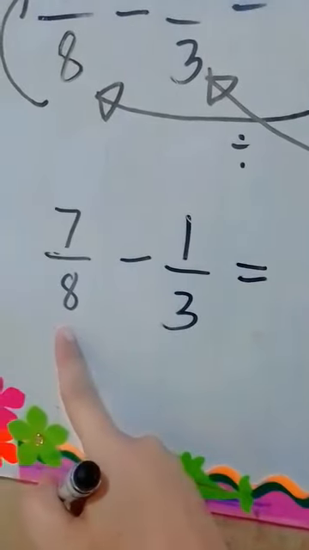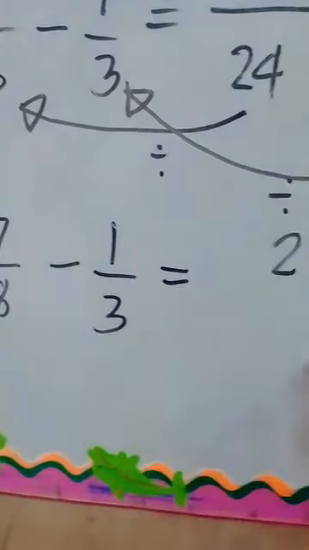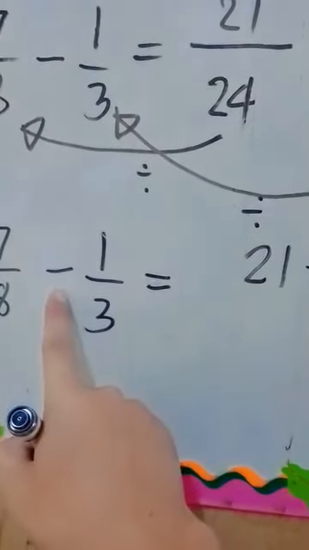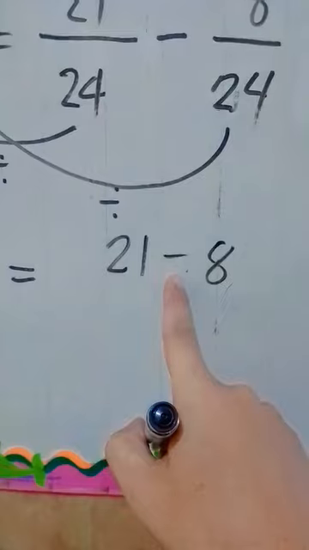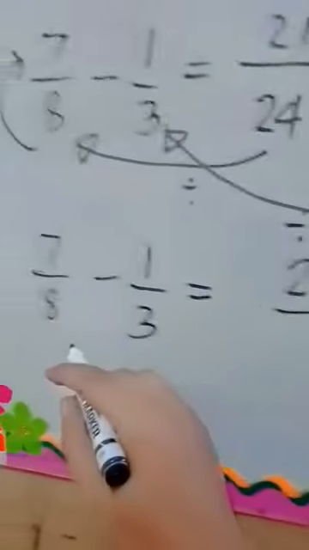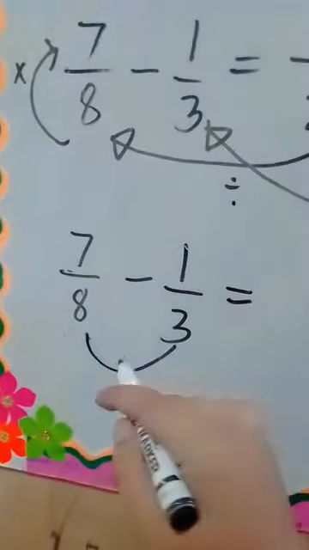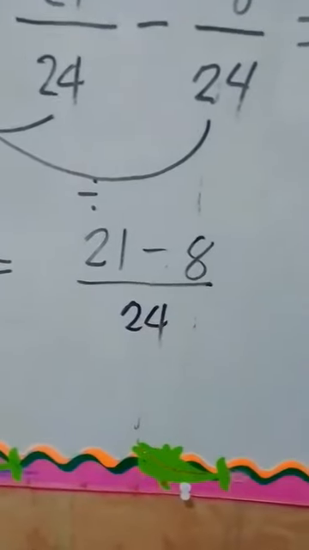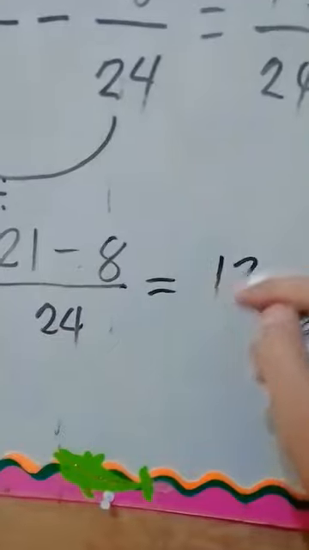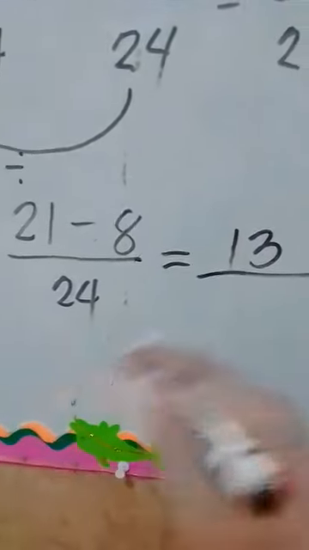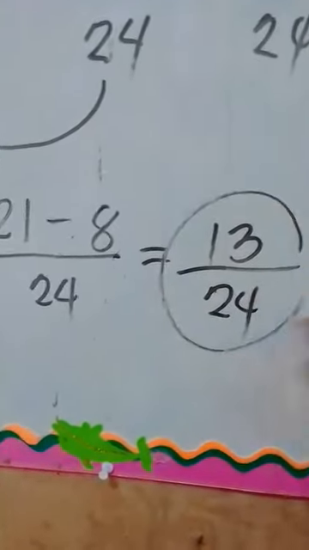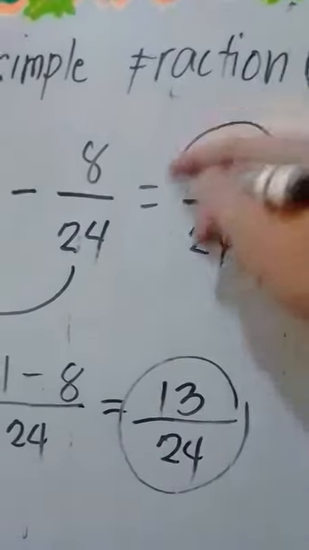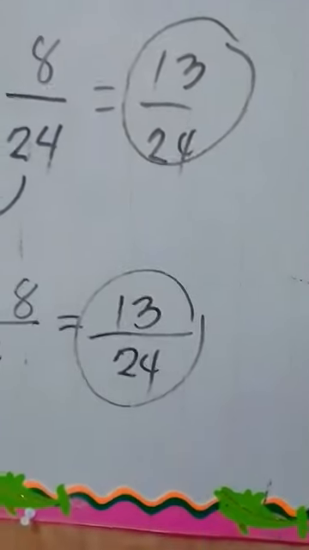Then, the second is 8 times 1. So, 8 times 1 equals 8. The minus sign we moved here. Then, over, we will just multiply 8 times 3. So, 8 times 3 equals 24. So, 21 minus 8 is 13. Copy the denominator 24. So, as you can see, the answer on top is 13 over 24.